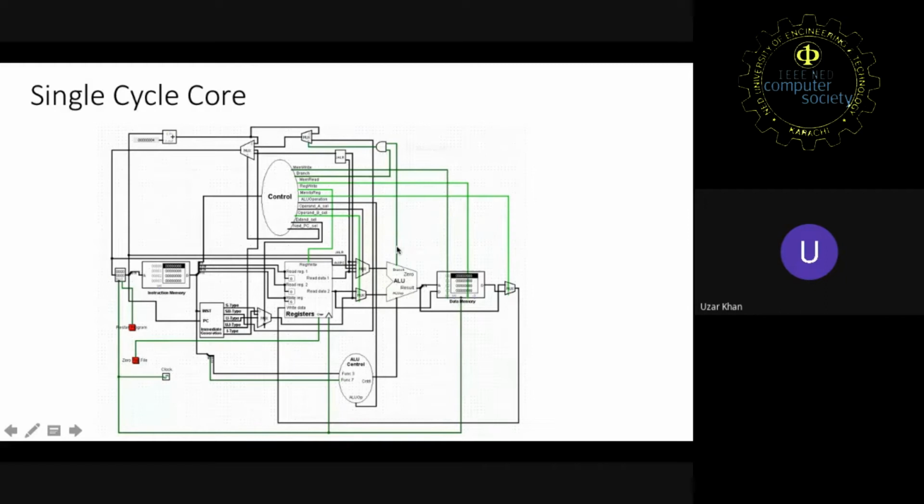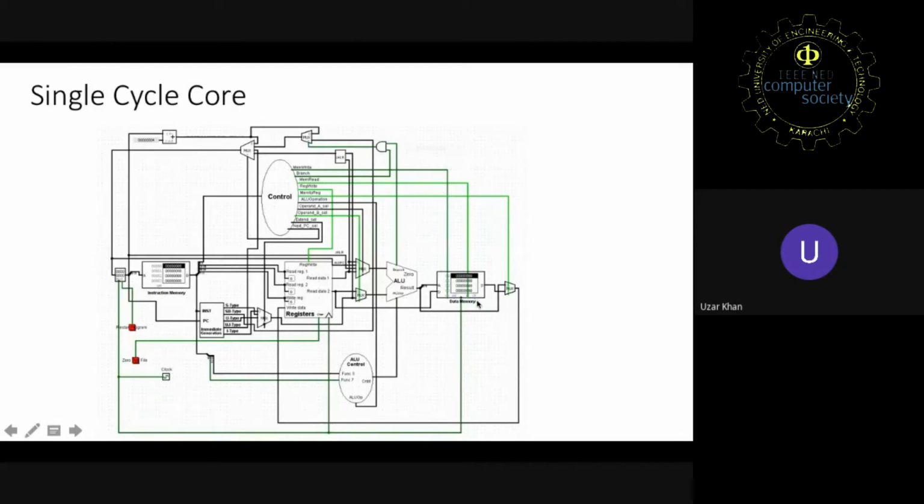Now moving towards our fourth stage, which is our memory stage. If we have any load or store instruction in the instruction memory, and if we want any data to load from our memory or any data to store in our memory, we use our data memory. Data memory signals are controlled by our control unit, which, as you can see, is showing as mem read and mem write signals.